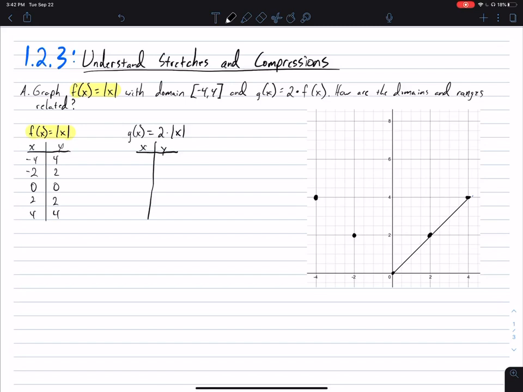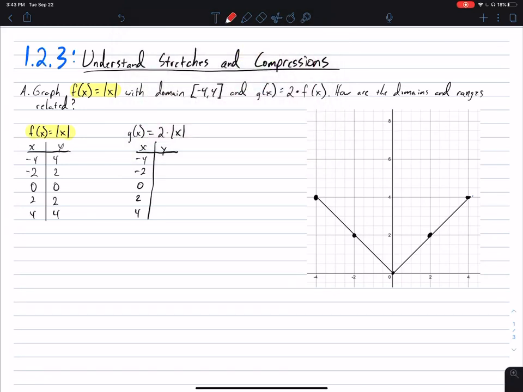Now, I want to make sure that when I draw these lines, they have a terminating point because we have a set domain. We're not going to go past -4 or +4, so we're going to stay there. Now, second part of this is they're telling us to do 2 times f of x. So what I want to do is keep my x values. I'm going to keep -4, -2, 0, 2, and 4. And I'm going to look to come up with my new y values.